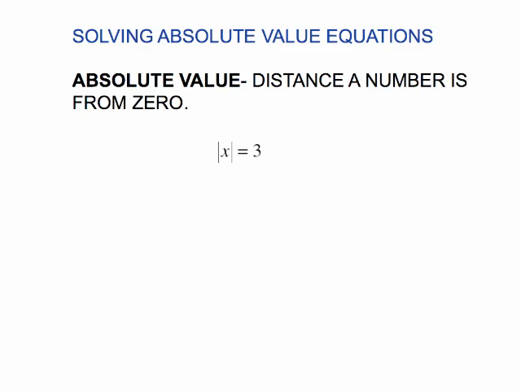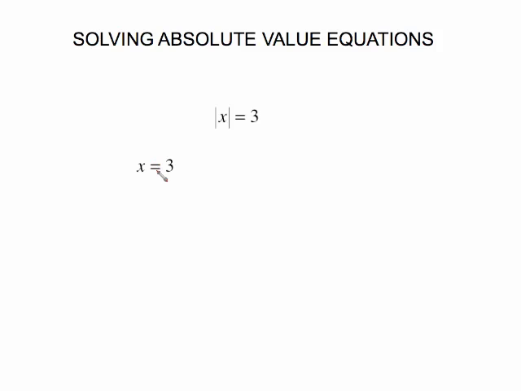Well, the obvious one is 3, because if you put 3 in here, the absolute value of 3 is 3. But also, x could be negative 3. There's 2 answers here. Now, I want to consider those as what's called cases. This is a positive case. This is a negative case. Not just because the answers worked out to be positive and negative.